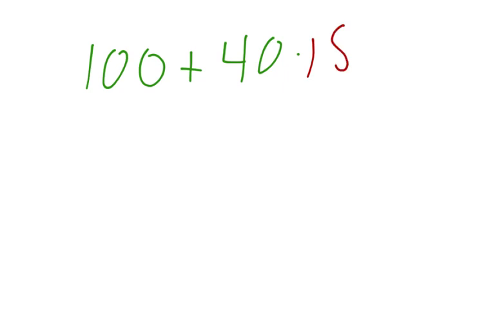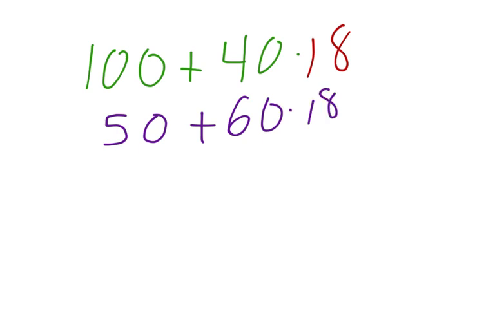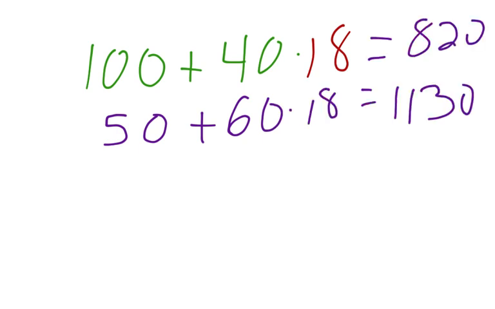The one is going to be 100 plus 40 times 18 for the 18 months. And the other one's going to be 50 plus 60 times 18. Okay, and so the difference here is, company A is going to end up charging you $820 over the long haul. Company B is going to charge you $1,130 over the long haul, for 18 months.